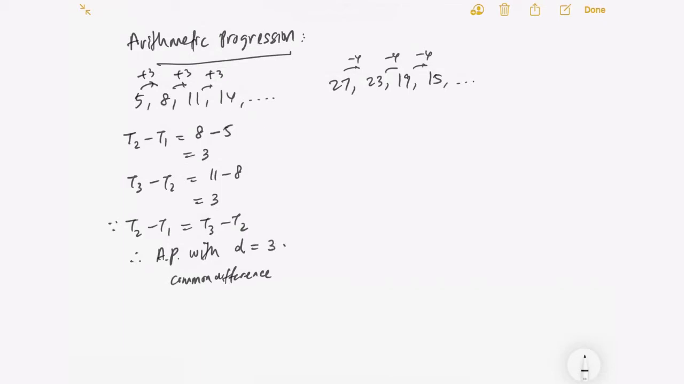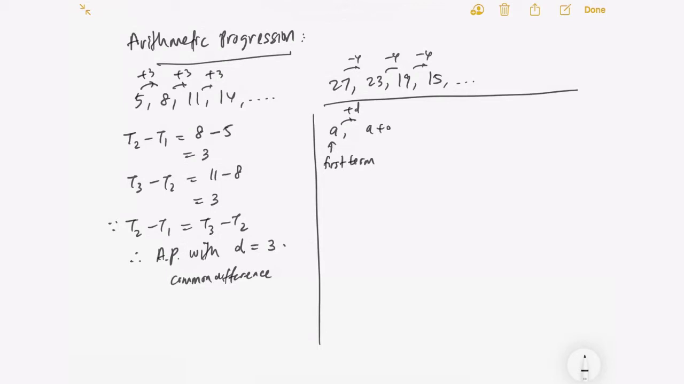Okay, now so if I want to find a general term, let's say we have the first term as a. Now, normally we use a as a symbol for first term. Now when you increase by a constant difference of d, the second term is a plus d. The next term is a plus 2d. Keep adding by d. The next term is a plus 3d, and so on. So this will be what we call t1, first term, t2, t3, t4.